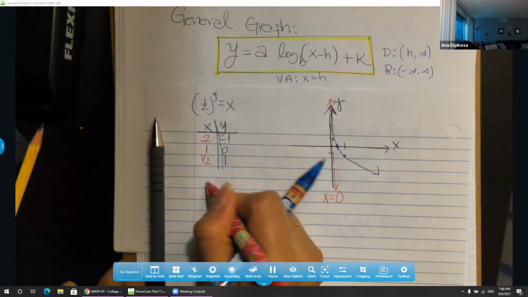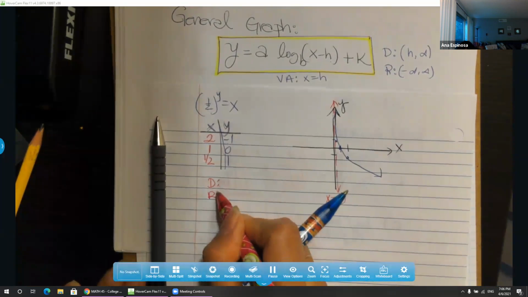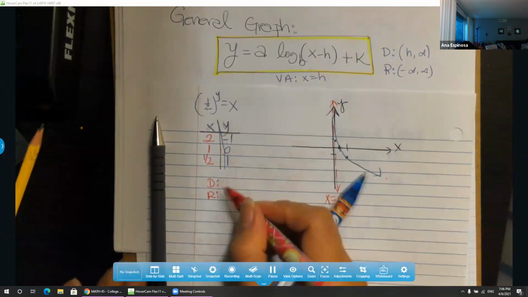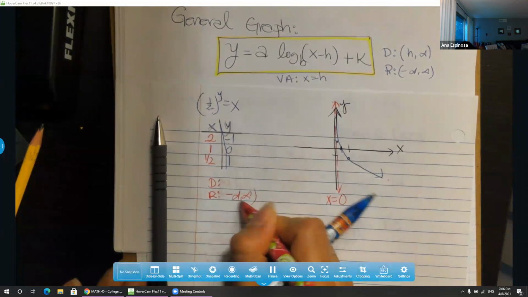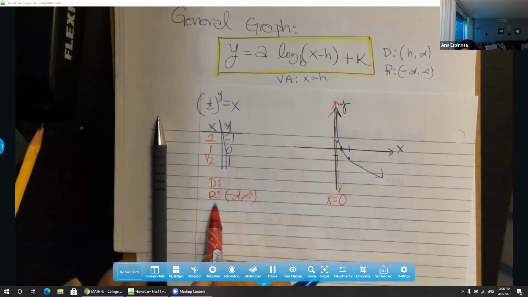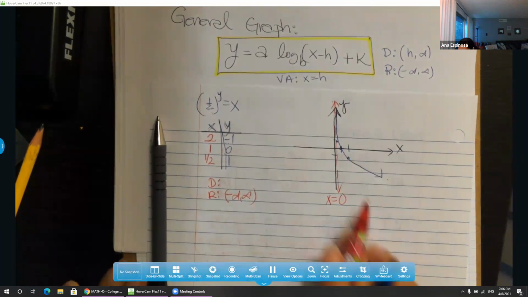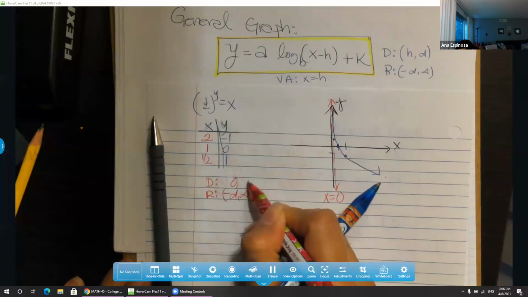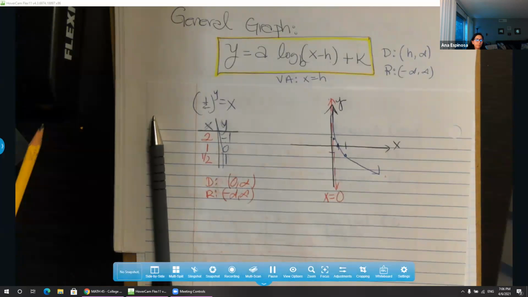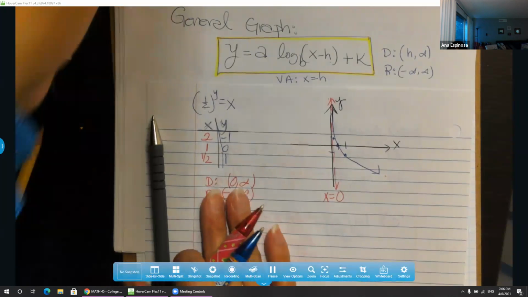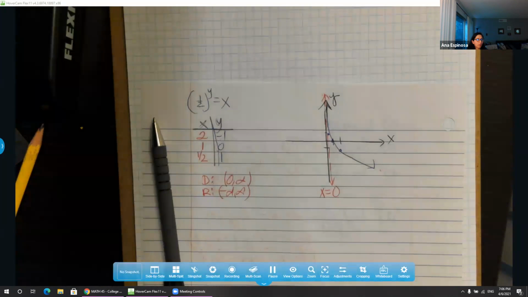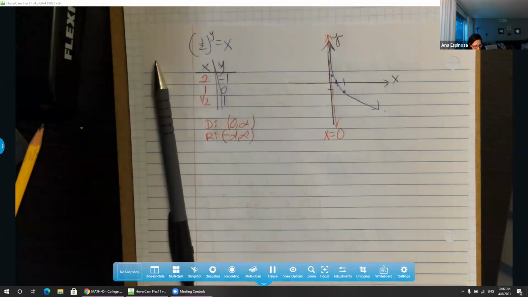Okay? My domain and my range. Notice that it goes up and down forever. That's why it's negative infinity to positive infinity. The range is now what the domain used to be in the exponential, and the domain will be starting from 0 all the way to infinity. Okay? That's basically a quick sketch done very easily, very fast on 6.4.